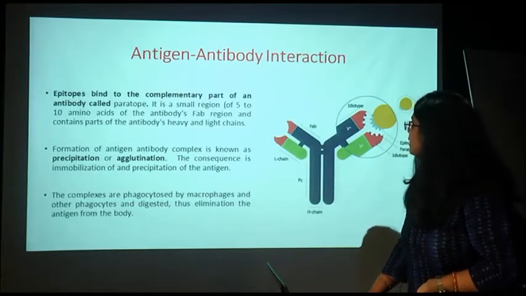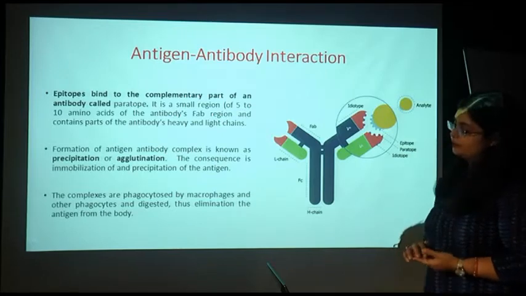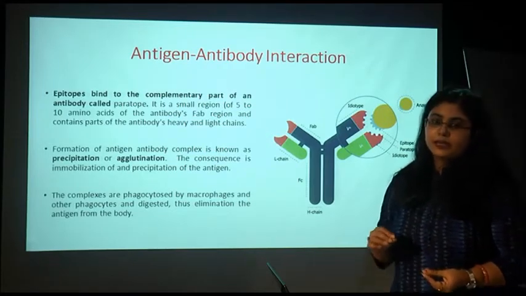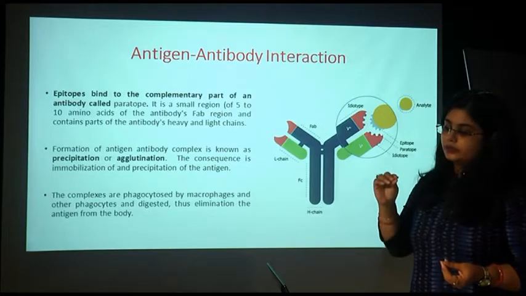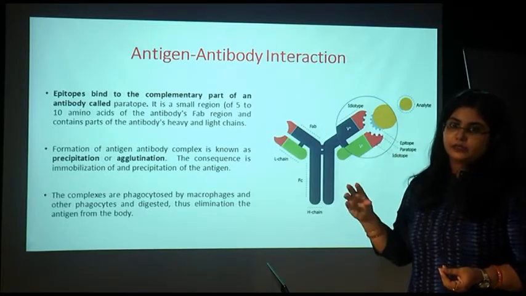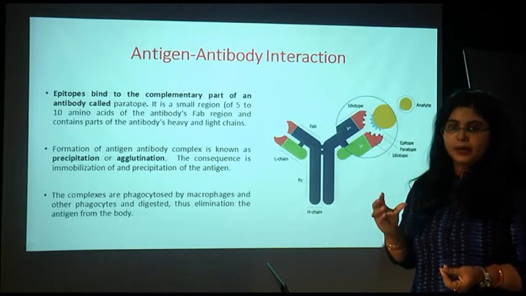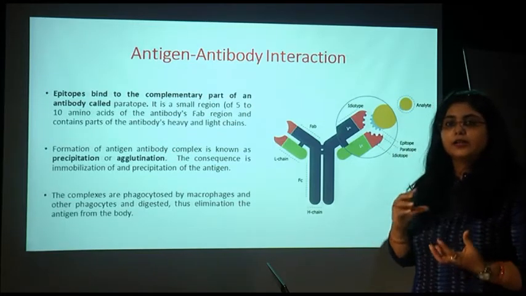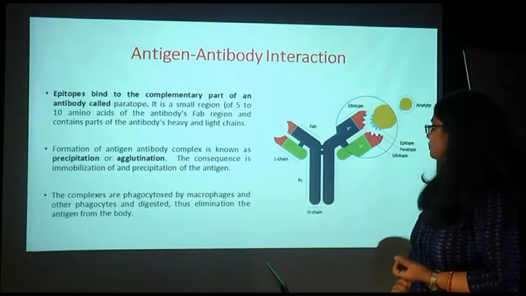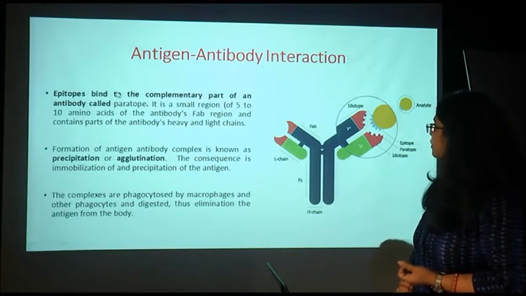Next comes antigen antibody interaction. So, we saw that epitopes are the antigenic determinants of the antigen. Now, the epitope lies in the antigen. The complementary part in the antibody that binds the antigen is actually referred to as the paratope.